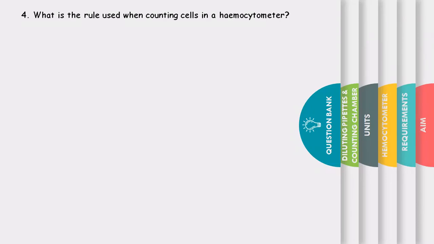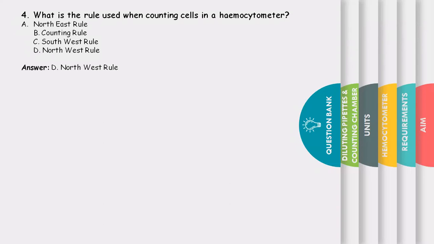Next question. What is the rule used when counting cells in a hemocytometer? First, option A is northeast rule. Option B is counting rule. C is southwest rule. D is northwest rule. And the answer is D, northwest rule.